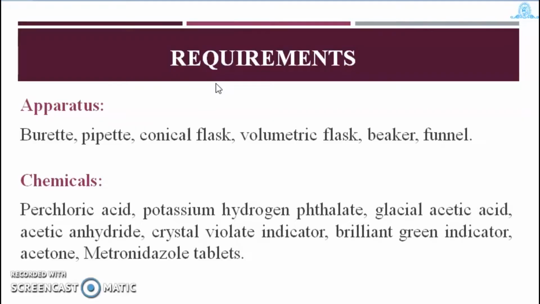For this practical, we will require apparatus: burette, pipette, conical flask, volumetric flask, beaker and funnel. And in chemicals, we will require perchloric acid, potassium hydrogen phthalate, glacial acetic acid, acetic anhydride, crystal violet indicator, brilliant green indicator, acetone and the metronidazole tablets.